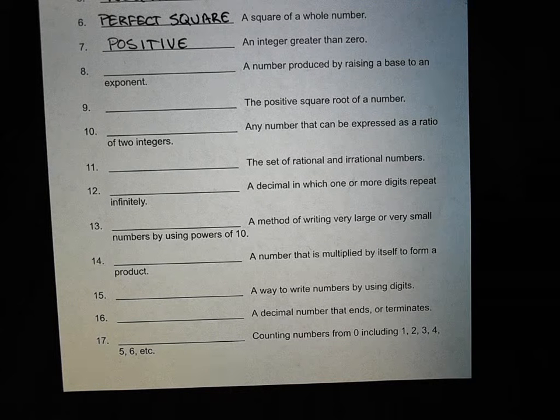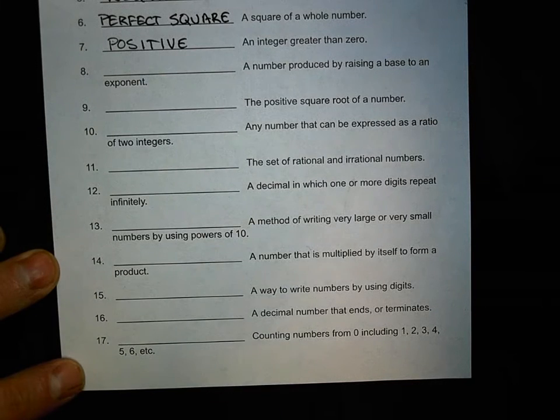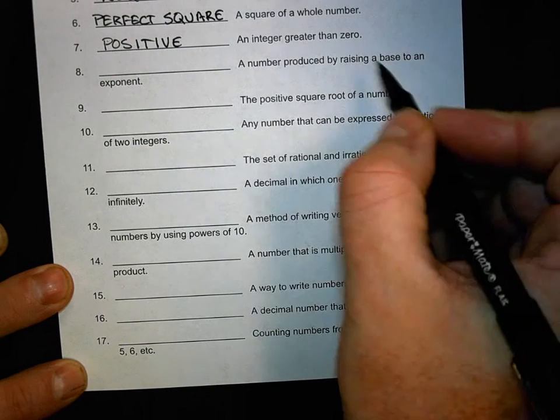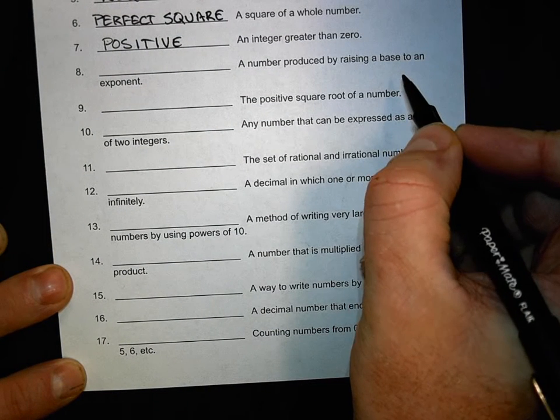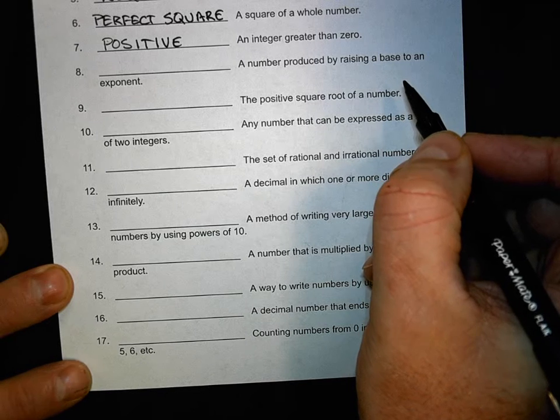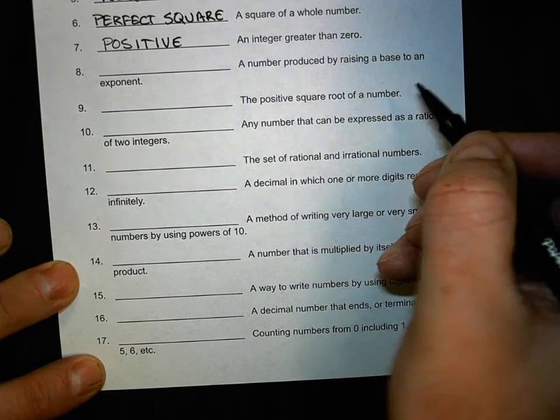What's a number produced by raising a base to an exponent? A positive base. My brain just went. Oh my gosh. No. Oh, wait, do I have that? Crap. Raise a base. Exponent. I forgot the word. I'll come back. Oh my gosh.